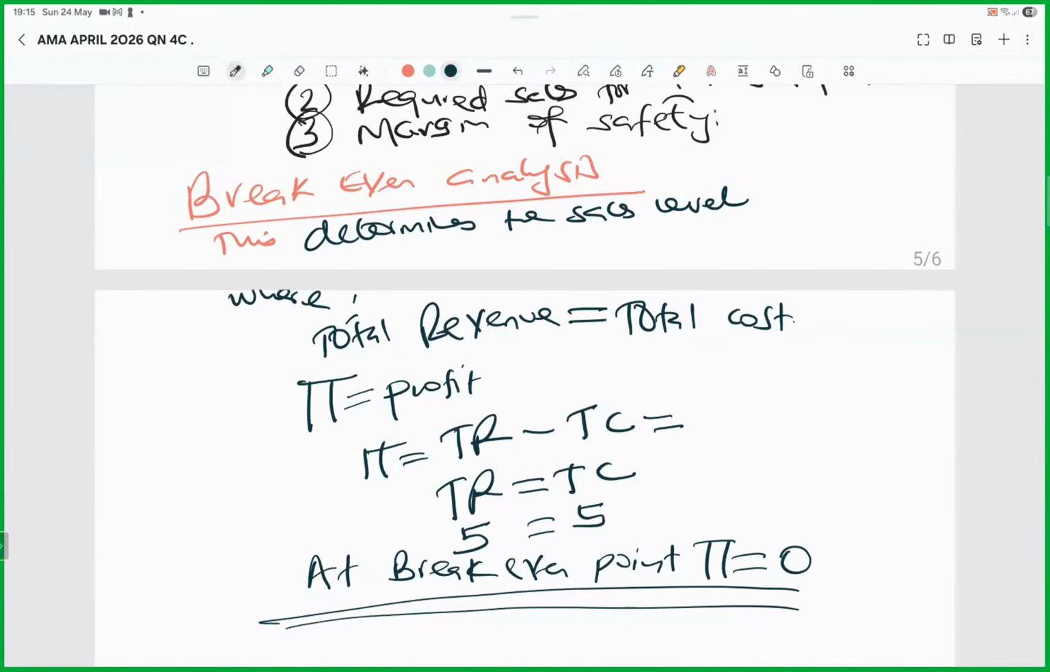Too basic, where at break-even point, profit equals 0. And why is it 0? Because at break-even point, total revenue always equals total cost.